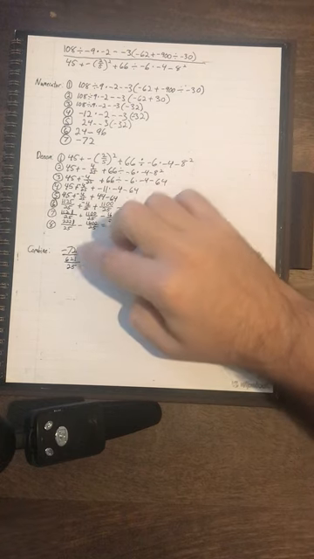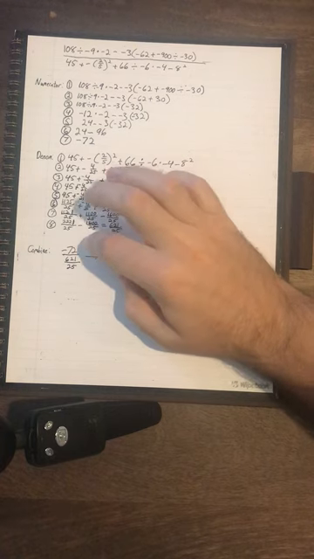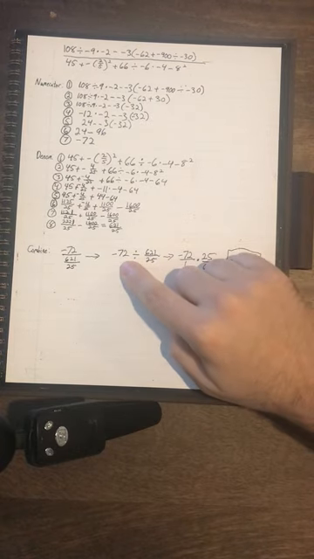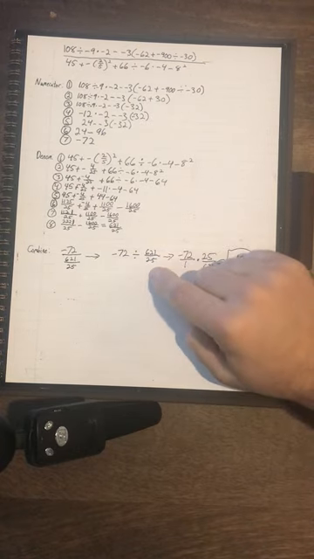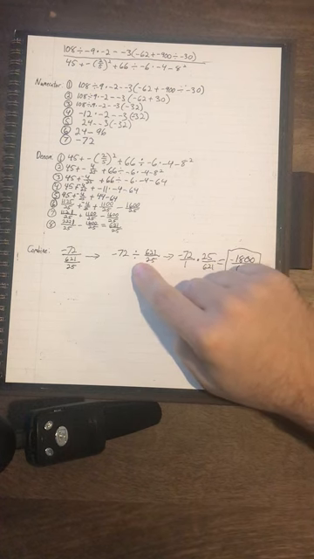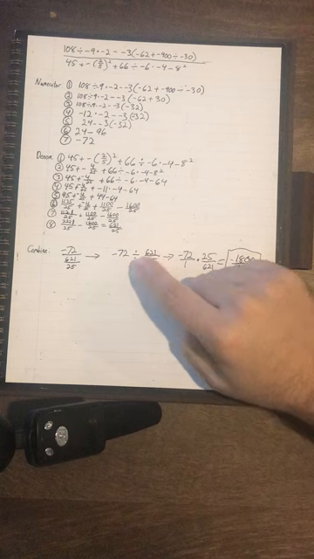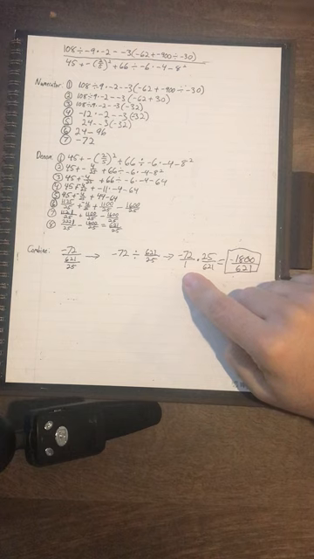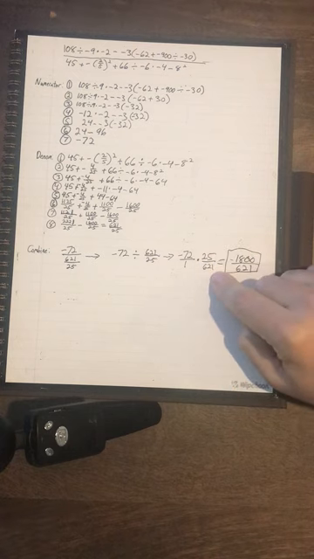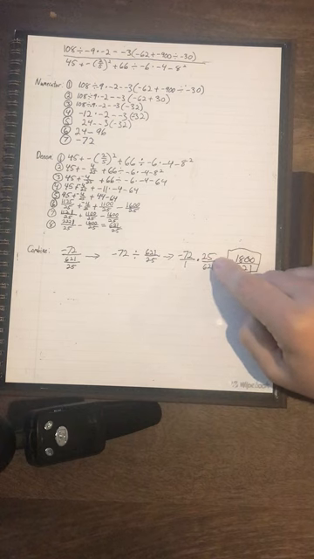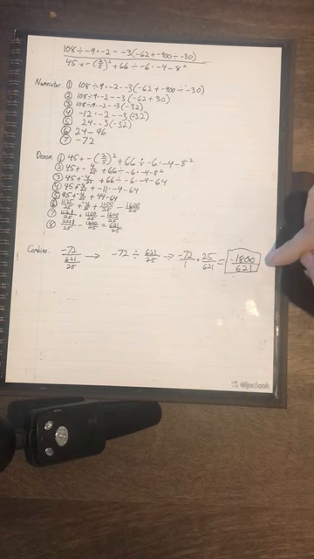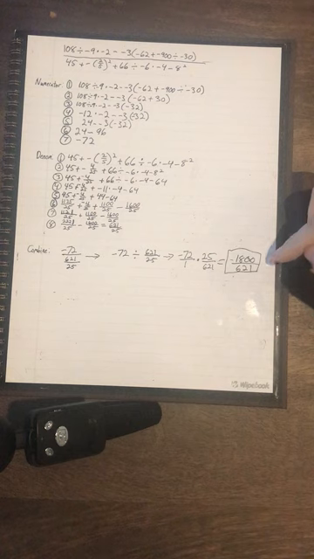Because my numerator is negative 72 and my denominator is 621 over 25, first of all, I know that I can't have a fraction inside of a fraction. So I need to divide my numerator by my denominator. So if I break that down, it looks like this. Negative 72 divided by 621 over 25. I know that to divide a fraction, I need to multiply by the reciprocal. So this becomes negative 72 over 1 times 25 over 621. And negative 72 times 25 gives me negative 1800 over 621. And my final answer is negative 1800 over 621.